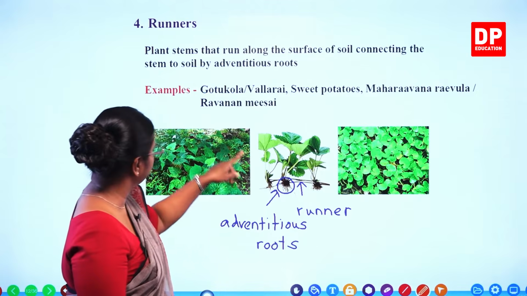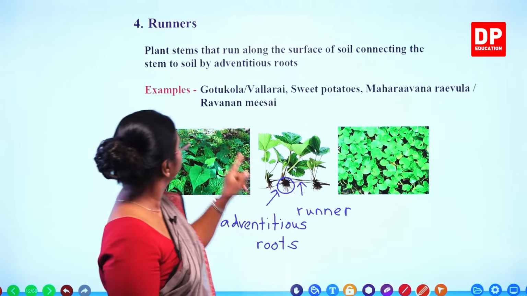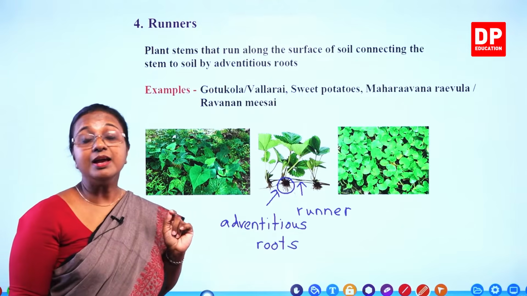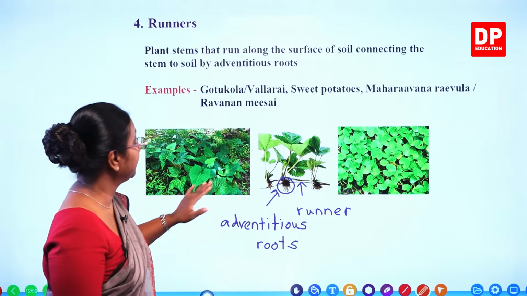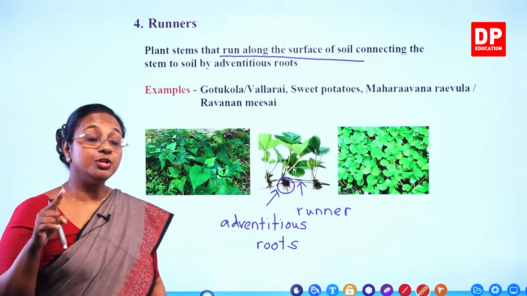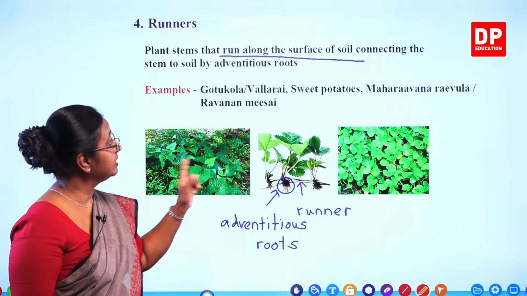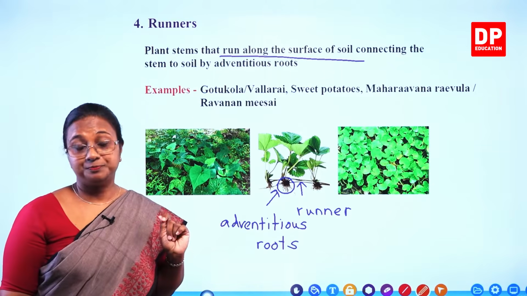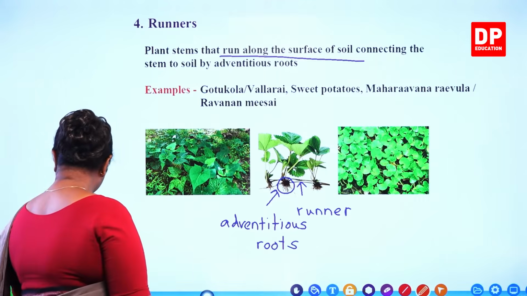Then we have sweet potatoes. You can see the sweet potato plant here. Then Maharavana Raula or Ravanan Mesai. That is also a plant that reproduces by runners. These are the examples. This is something important: they run along the surface of the soil. I told you all about over the ground stem as well as underground stem. So this is an overground stem. That is why they run along the surface of soil. Is that clear to you all? With that, I will move on to the next one.